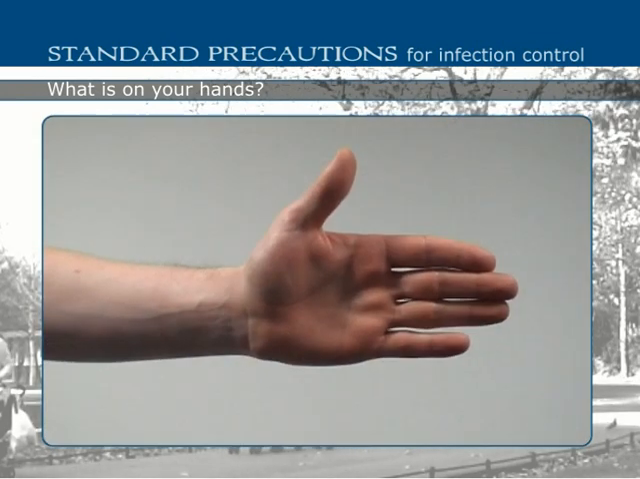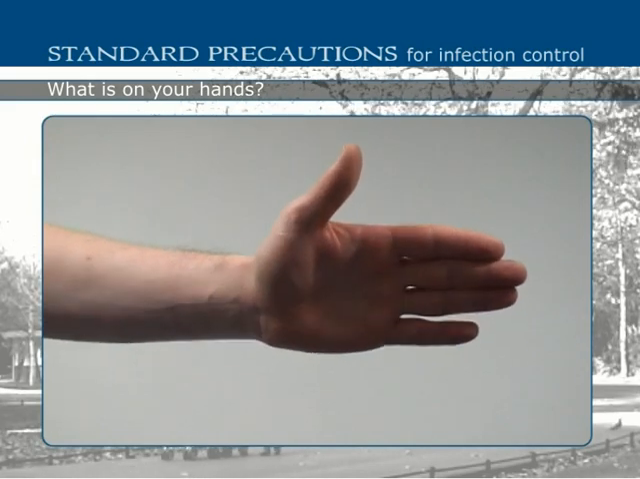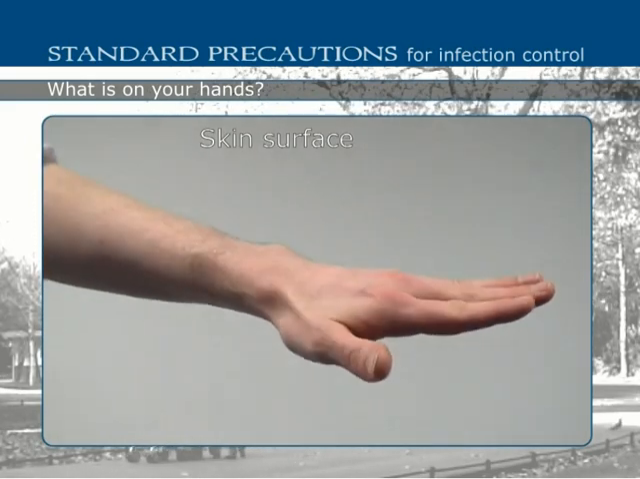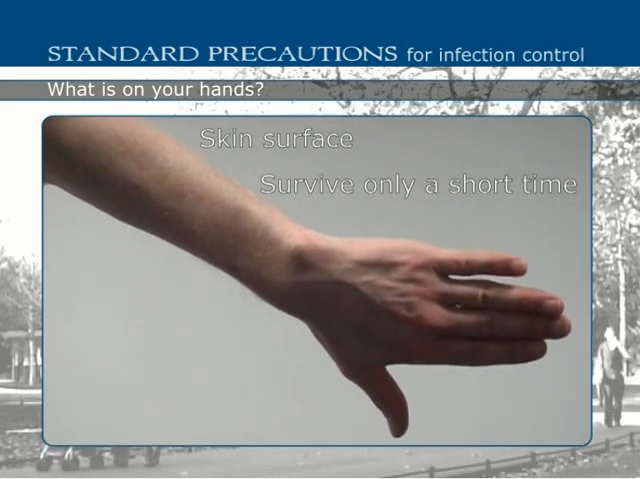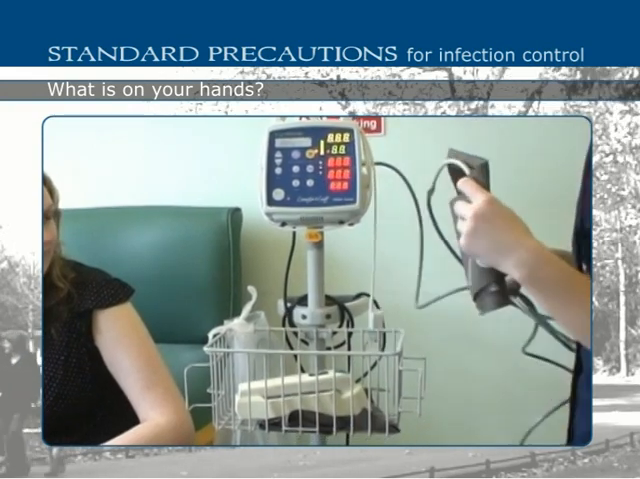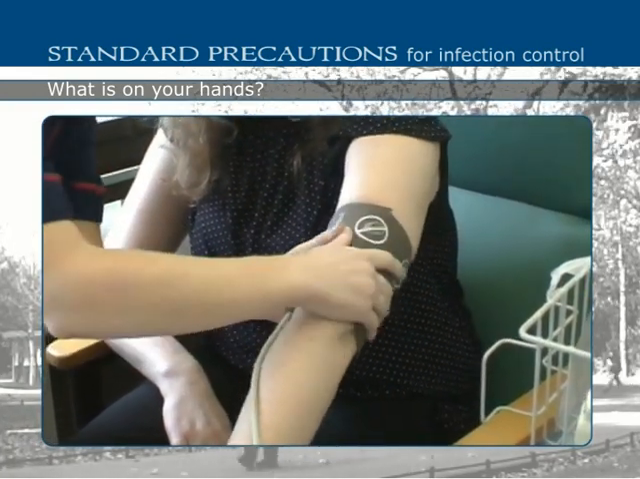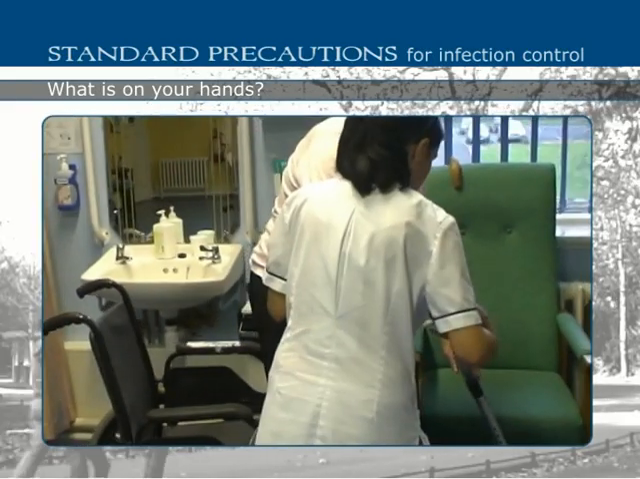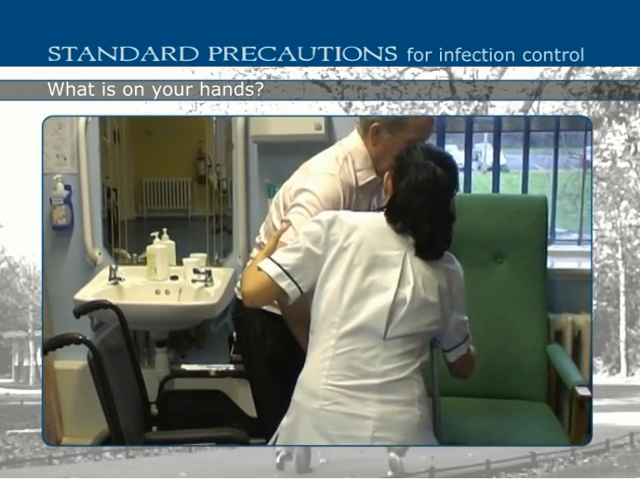There are two types of microorganisms that can be found on your hands. The first can be found on the skin surface and can survive for only a short amount of time. These are called transient flora. These microorganisms can be very easily passed from one person to another, unless they are removed, and are the microorganisms that are commonly associated with healthcare-associated infections.